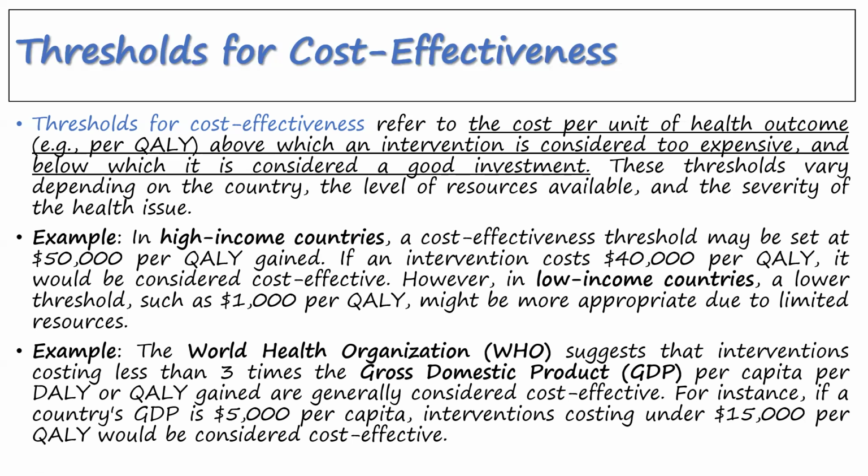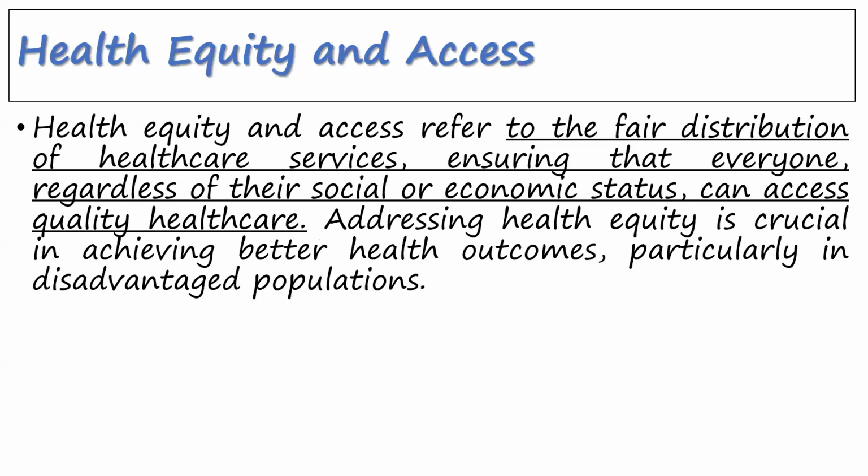For example, if we use the same example of the hospital in Boroma, it basically refers to the cost per unit of the impact of the hospital in Boroma. And there is a formula of calculating this, so you cannot really understand this unless we do some calculation, which can be very complex. Now, the next thing is about health equity and access.